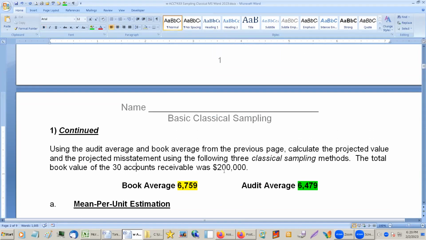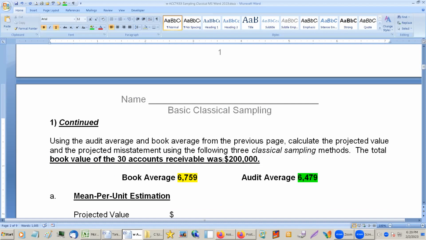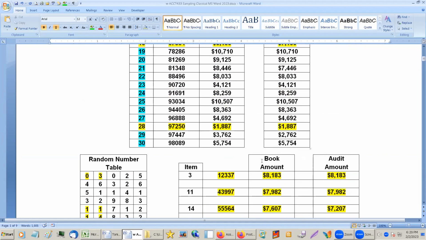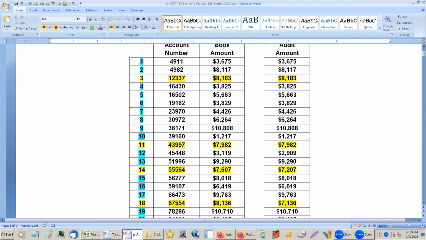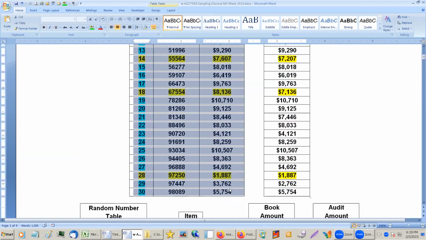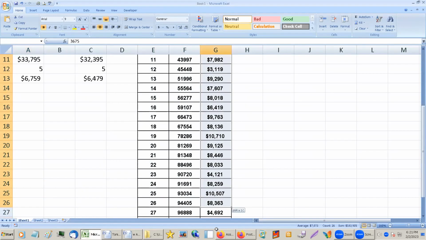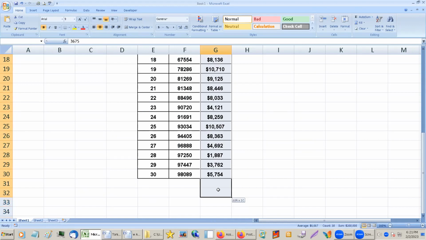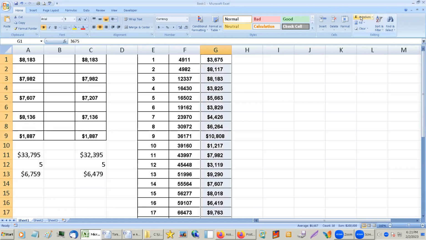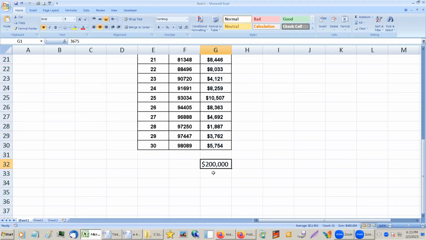Okay, so they tell us that the book value of the accounts receivable was $200,000. That $200,000 is what the client says the books are worth. If you were to add all these up, let me add them up, make sure that does come out to that. It should. Yep, 200,000.